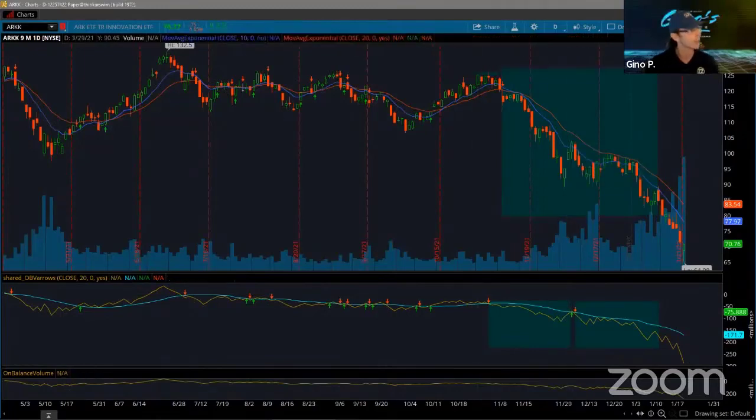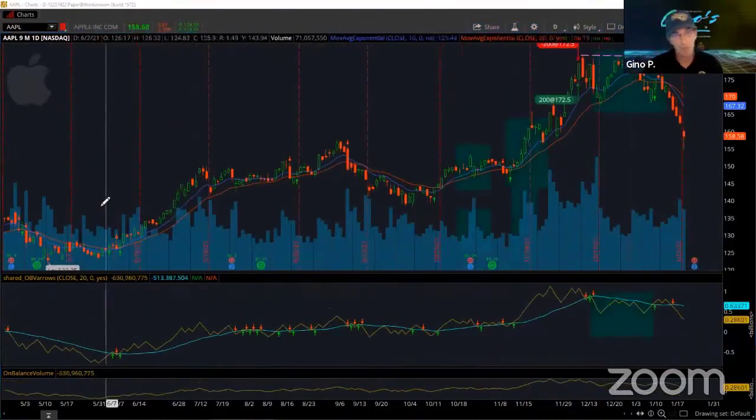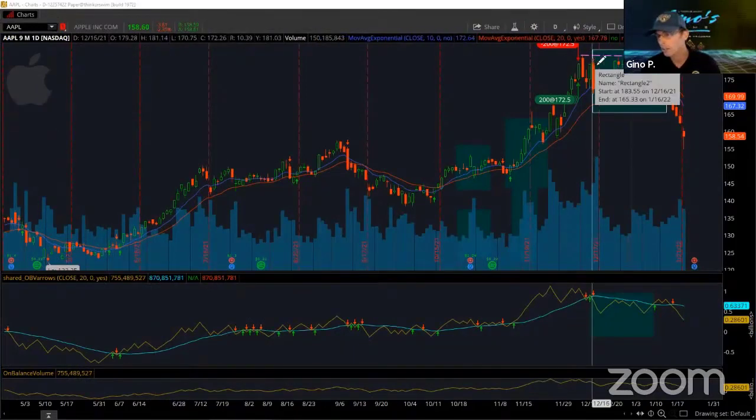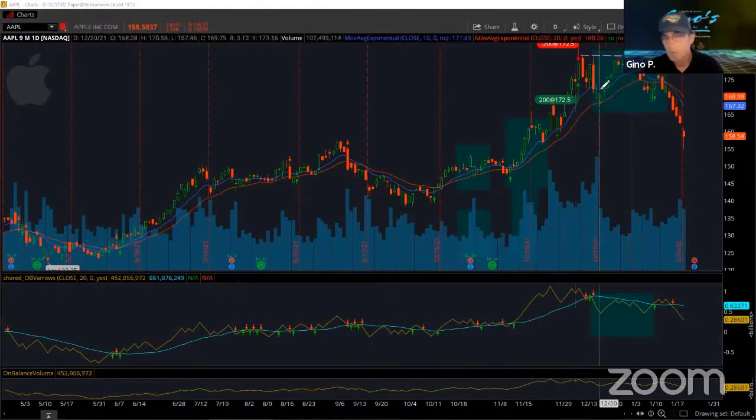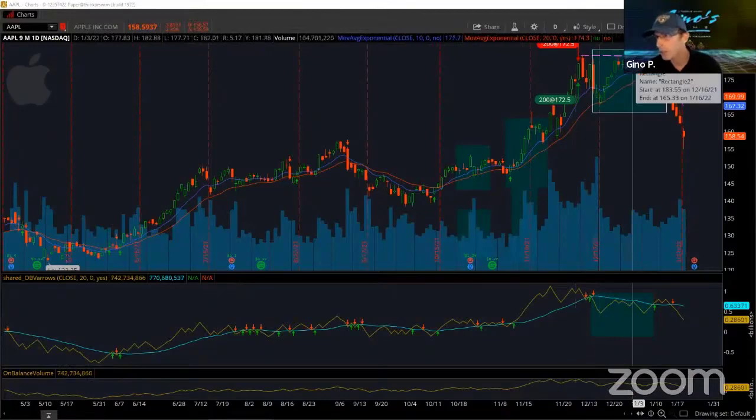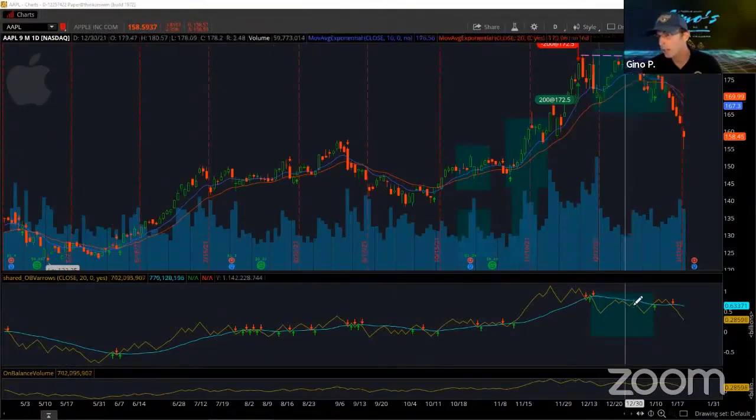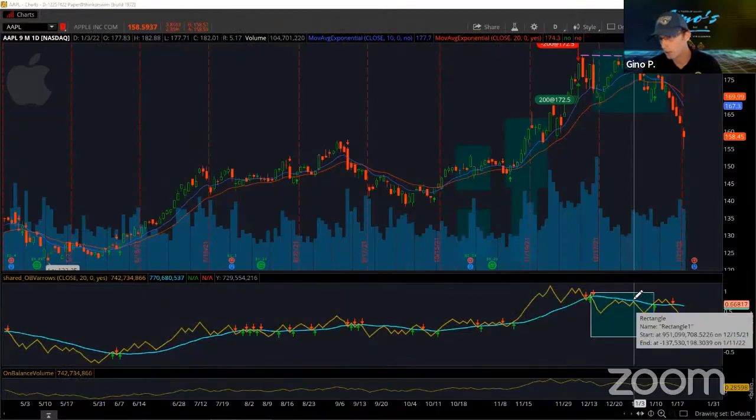I'm going to fly through some charts here. Check out Apple, January 3rd, right here. Bad trigger right there. See it? January 3rd, bad trigger. Why? Because the sell volume was still dominating. It wasn't above the 20. The buy volume is not there.